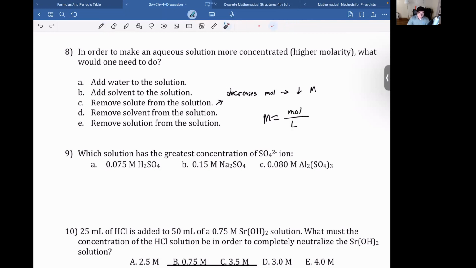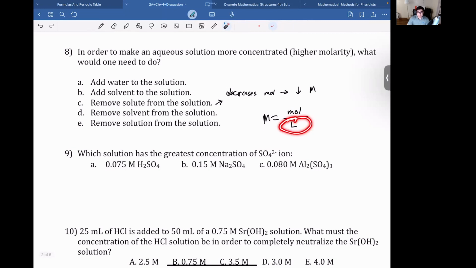if you're removing solvent, you're making the volume of solution smaller. If you're dividing by a smaller number, you get a bigger number, right? 4 divided by 2 is 2. 4 divided by 1, a smaller number, is 4. So this is the answer. Remove some solvent from the solution, you can boil it off. And then you get something more concentrated.